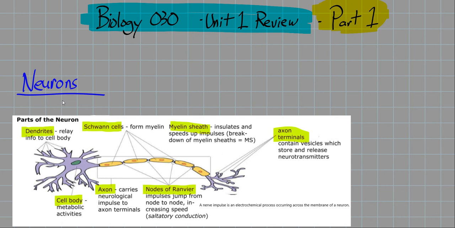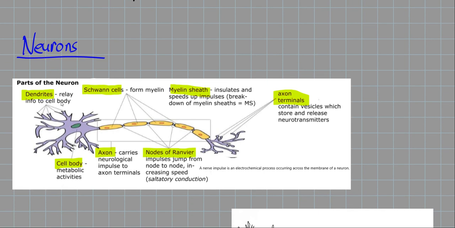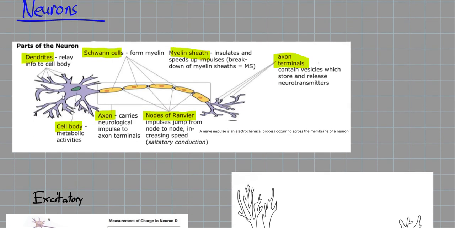If you're getting ready for your Unit 1 exam, hopefully this will help to jog your memory. We talked about in this unit the brain and the sensory organs. Those are going to be in part 2. In part 1, we're going to talk about neurons and synapses.